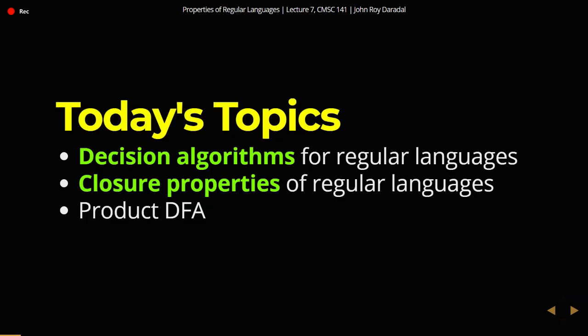we will discuss decision algorithms for regular languages, closure properties of regular languages, and we will also see something called the product DFA.